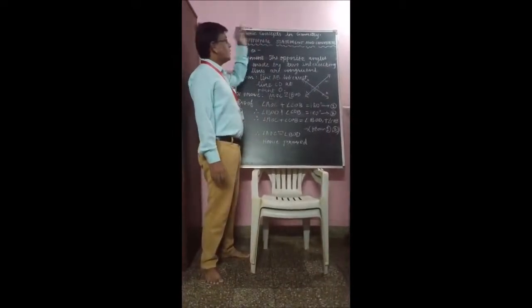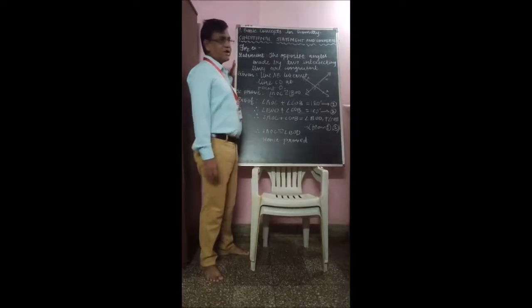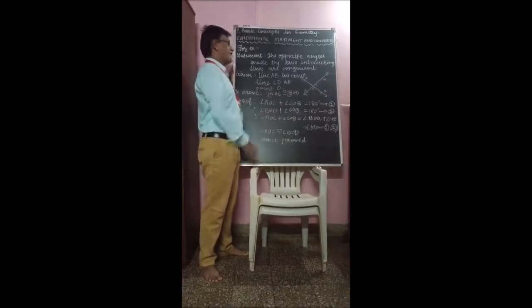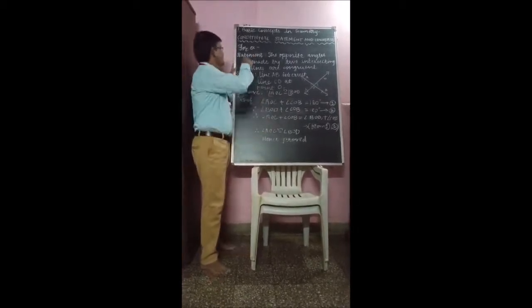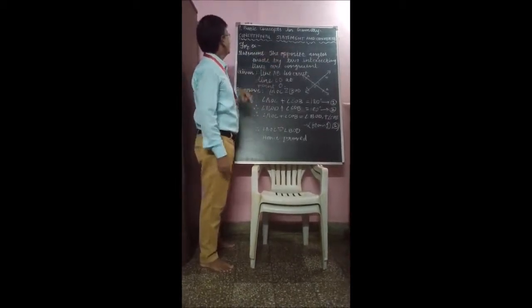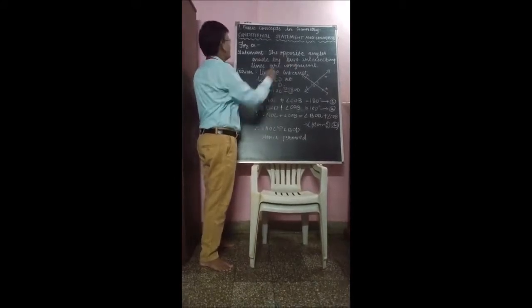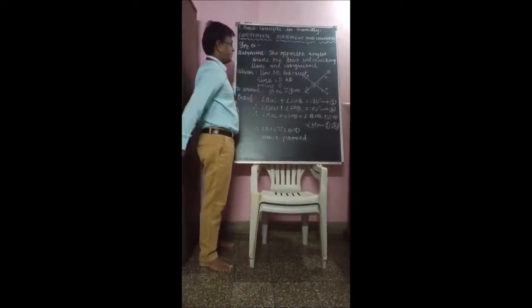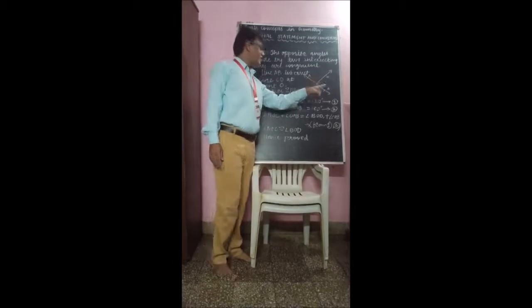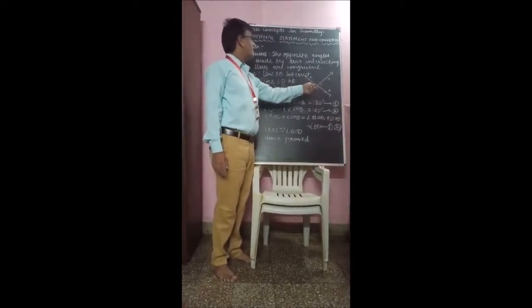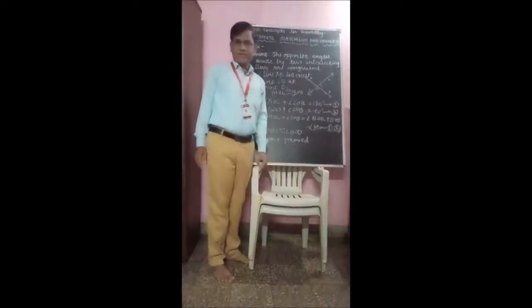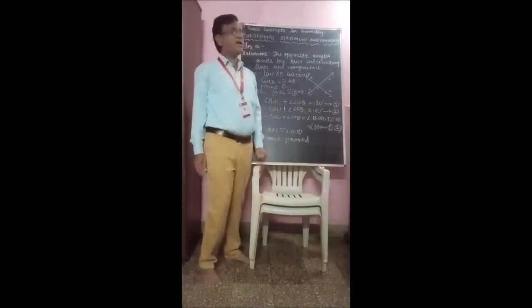Dear student, now we see this example of how we can prove the statement logically. This is a direct proof. The statement of the theorem is: the opposite angles made by two intersecting lines are congruent. When two lines intersect each other, the opposite angles made by these two lines are always congruent. Now you have to prove this statement logically.